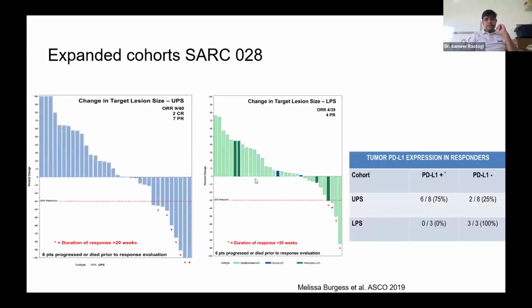Now, this is UPS, the largest study showed that of 40 patients, almost 23% had partial response, which is amazing. Again, this is superb. UPS, and does anyone know that it has been tried in the neoadjuvant setting in UPS also? Now it has been tried in the neoadjuvant setting. This is LPS, very few response rates, but yes, there are response rates. The chapter is not closed.